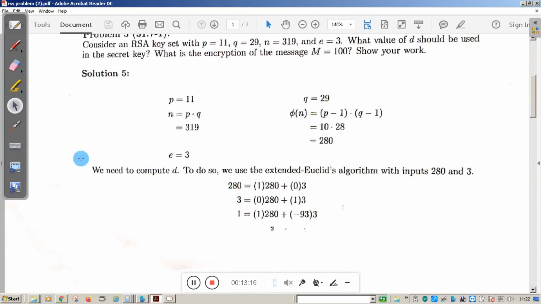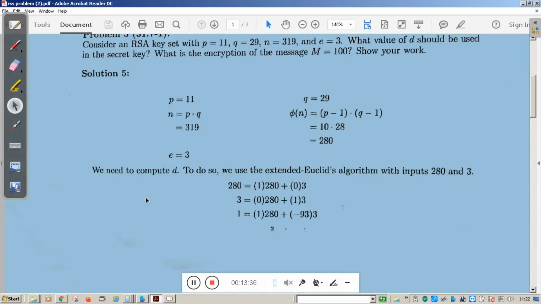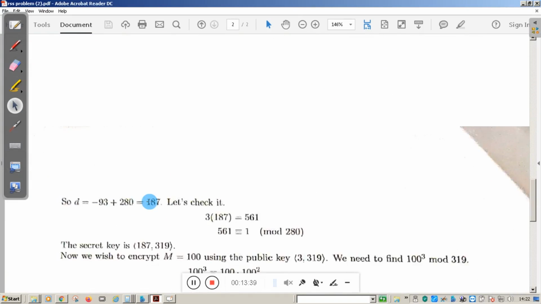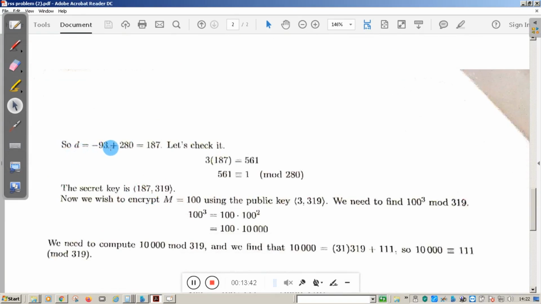So you can write 280 as 1 into 280 plus 0 into 3. Now you can write 3 is equal to 0 into 280 plus 1 into 3. Finally, to get 1, we have 1 into 280 plus minus 93 into 3. That gives the value of D. This is the Euclid's algorithm. So the value of D is minus 93 plus 280, that is 187. So we got D equal to 187. Now the secret key is 187 and 319.